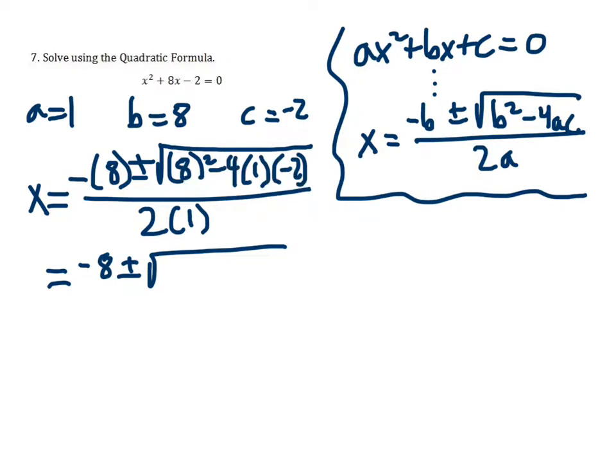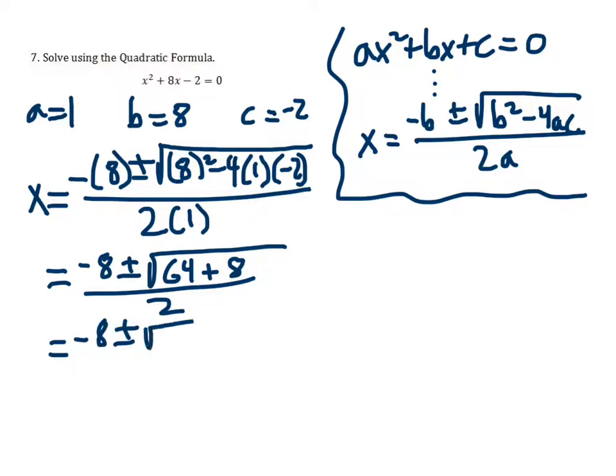I'm going to go ahead and take a couple steps here. Let's make this 64, and then I'm going to think of this as negative 4 times 1 times negative 2. That's going to be a positive 8. Or if you want to think of it differently, it's minus negative 8. Same story. And so we end up with negative 8 plus or minus the square root of 72, all over 2. Now remember, you can't just divide this 8 and this 2, because this 2 divides both terms on top. And so we have to simplify the square root of 72.